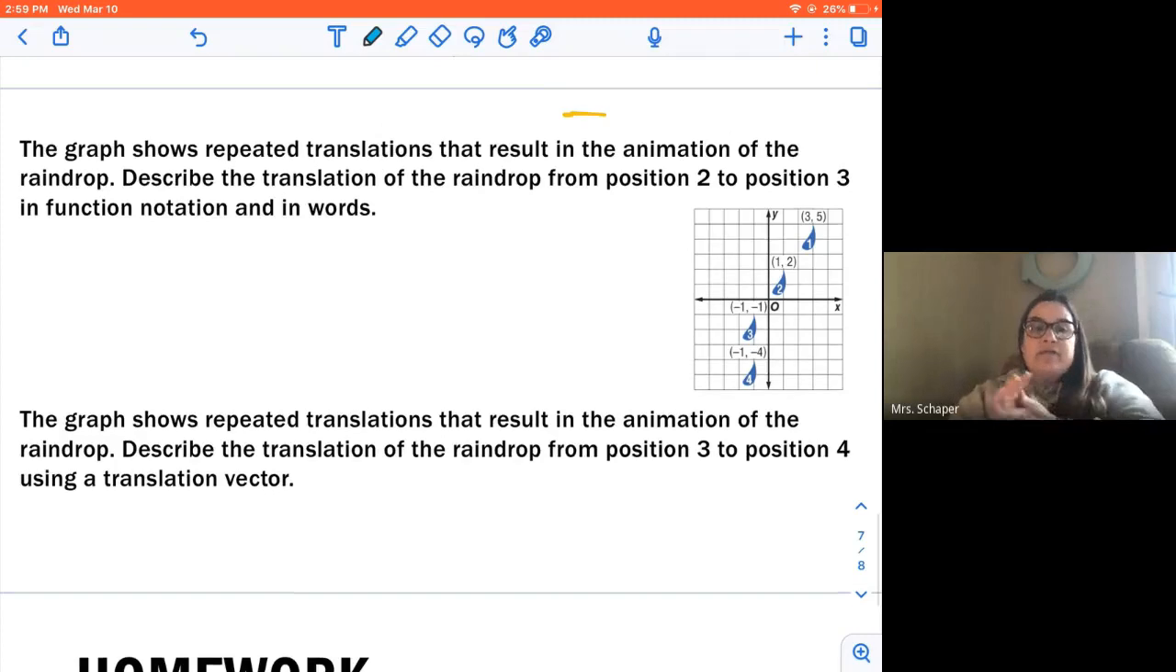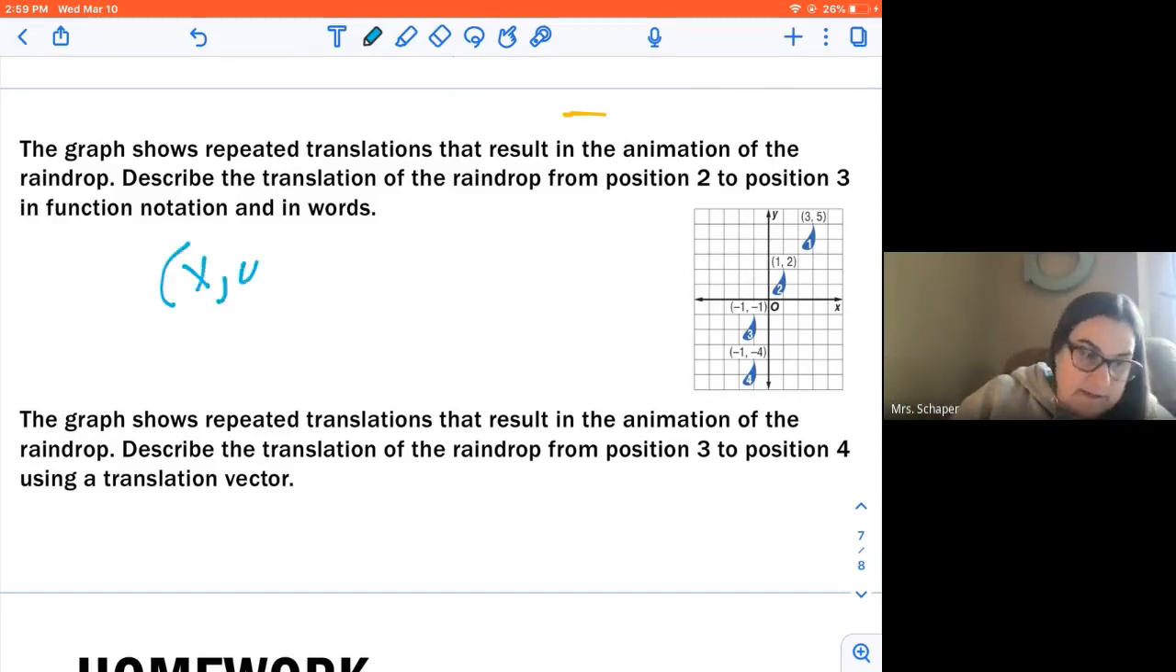This graph shows repeated translation that results in the animation of a raindrop. Those of you who want to be animators, we've got some pretty talented artists in this group. There might be your calling, and this is where you use geometry. Describe the translation of the raindrop from position 2 to position 3 in function notation and in words. So function notation is going to start with (x, y), and then it moves to (x plus something, y plus something).